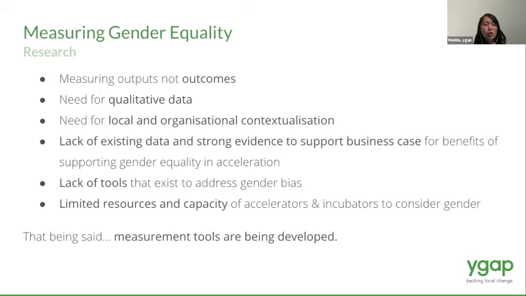The last point is that there's also a lack of resources and capacity of accelerators and incubators to consider gender more deliberately within their own work, as well as to provide the support to their SGBs to consider gender in their work. This extends to monitoring and evaluation. A very common theme that we hear is that there's not enough capacity to measure everything that we want to measure, and so we need to be really selective about what we do measure.